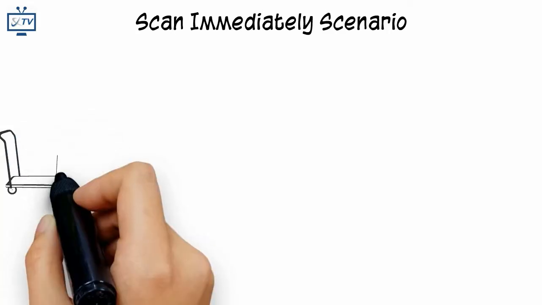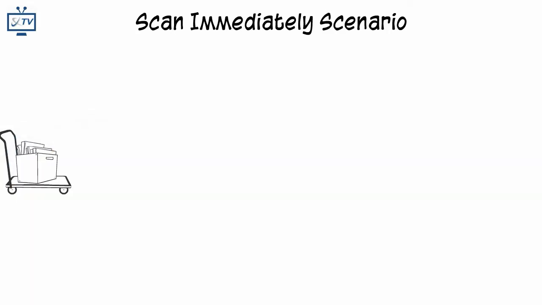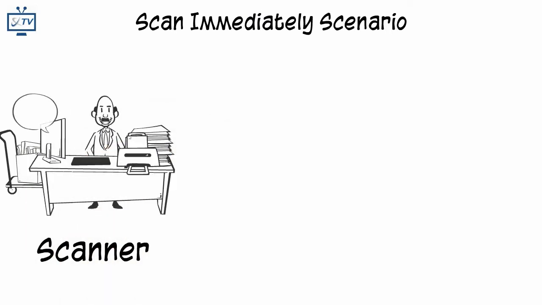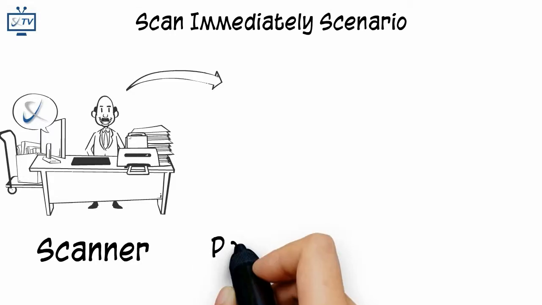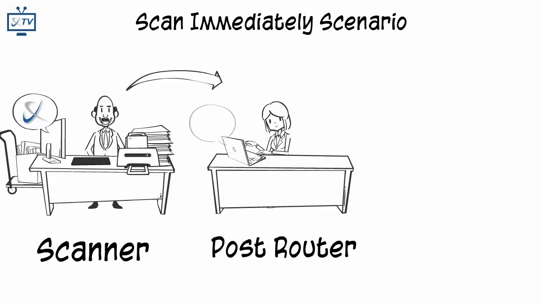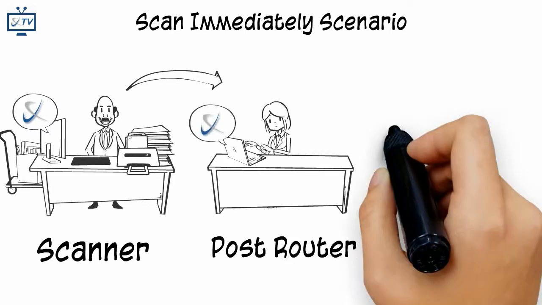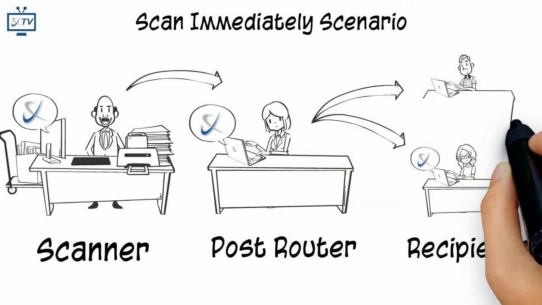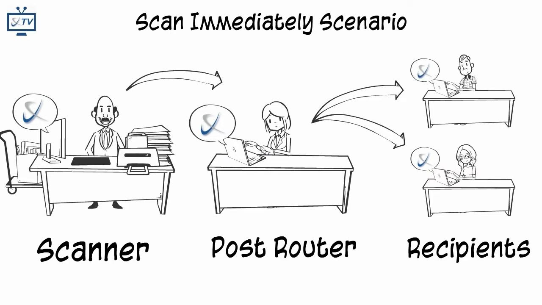Scan immediately. This is a scenario where the post router role and scanner role are carried out by two separate users. The process for this is: the post arrives in a location within your building. The scanner role then scans all of the post into Virtual Cabinet. All items will be scanned into the Virtual Cabinet in-tray of the post router. The post router will then send the documents from their in-tray to the appropriate recipient's in-tray within Virtual Cabinet. The recipient then actions the documents appropriately in Virtual Cabinet.